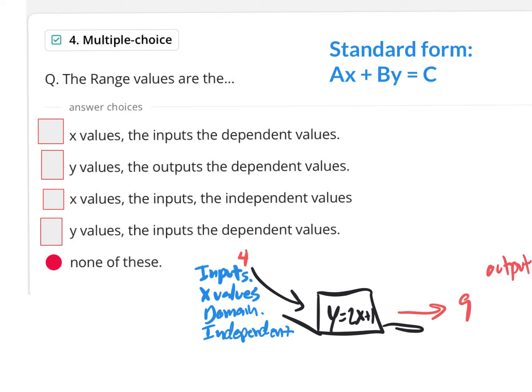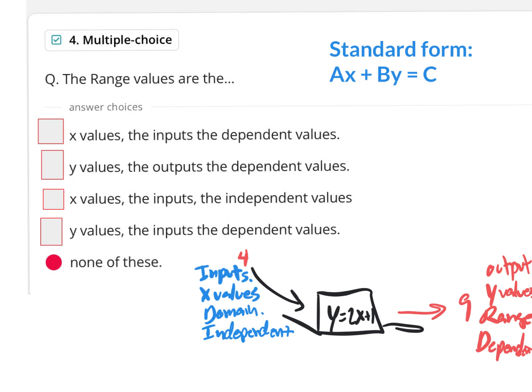Okay, how do we get that 9? Because we put in the 4, it came out a 9. Also known as your y values. Also known as your range. And also known as your dependent values. Dependent. Okay. Sorry about the misspelling there.